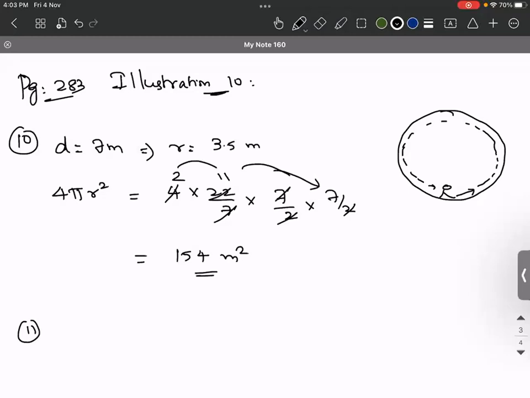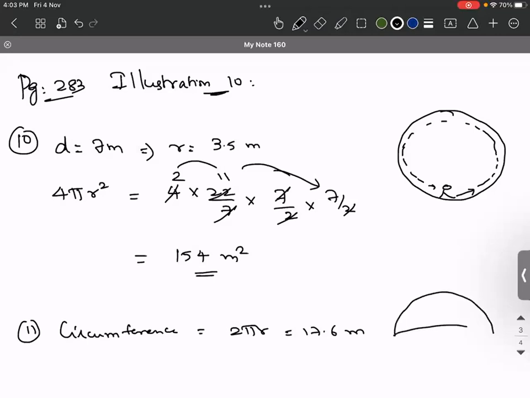So look at the 11th one. A hemispherical dome of a building. What do you mean by dome? It is going to be at the top, no? A hemispherical dome of a building needs to be painted. If the circumference of the base of the dome is 17.6 meter, find the cost of painting it. So what is the circumference of the base of a hemisphere? That is 2 pi r, which is given as 17.6 meter. Given the cost of painting is rupees 5 per 100 centimeter square.